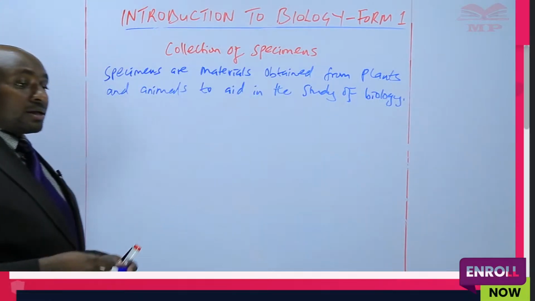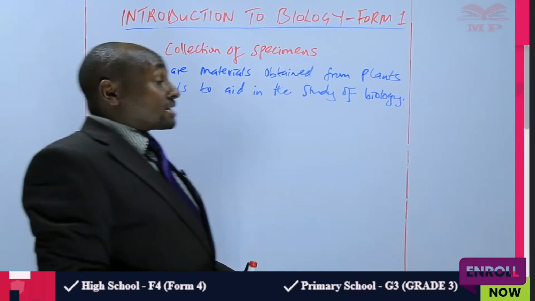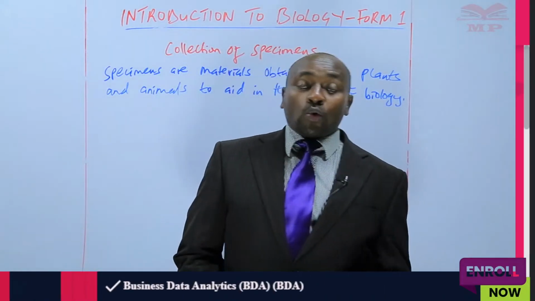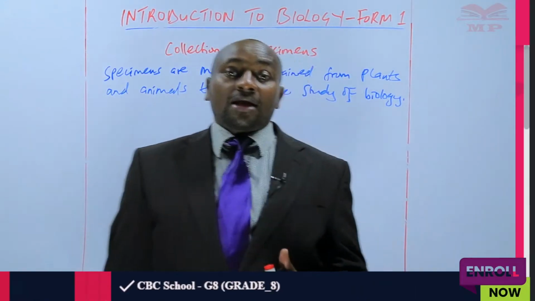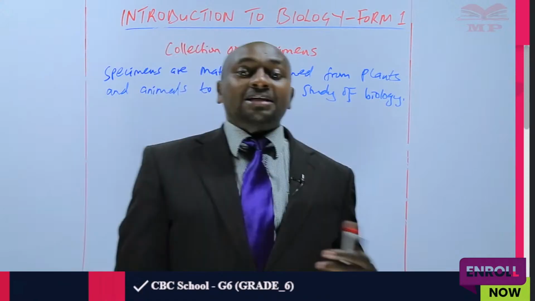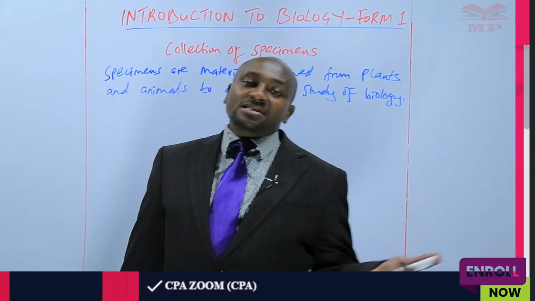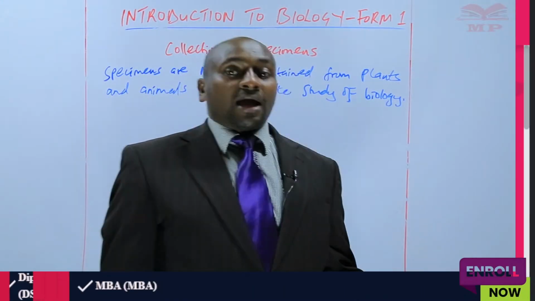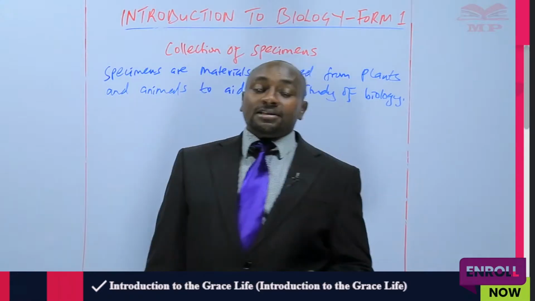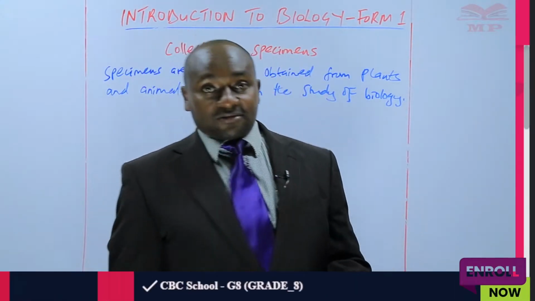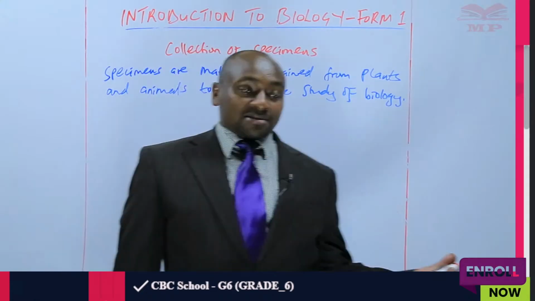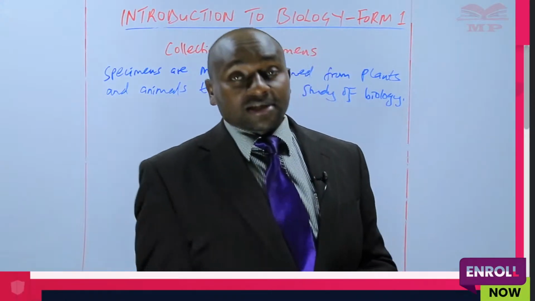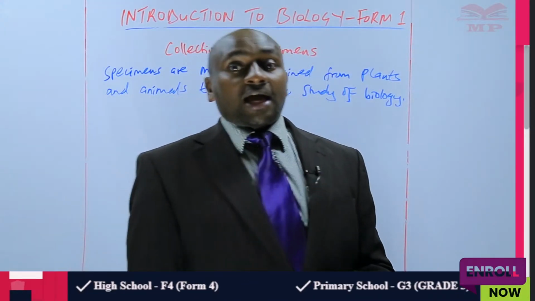Now, these specimens sometimes may be live specimens, whereby we may be required to collect specimens that are alive. For example, insects are live specimens for the study. Other times, we can collect specimens that are not alive. Maybe specimens such as leaves, such as roots, and so on and so forth.